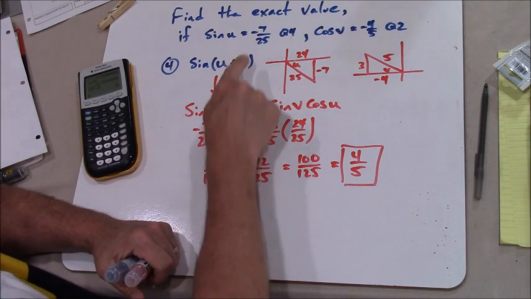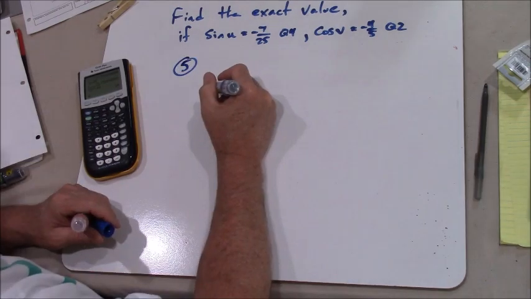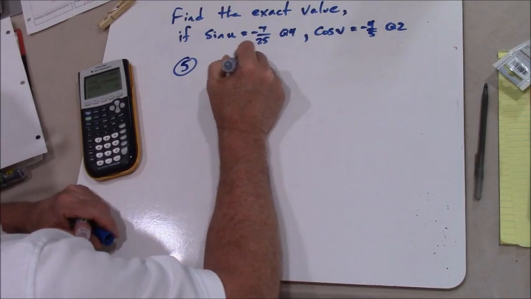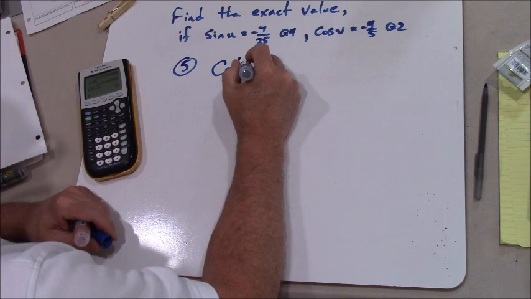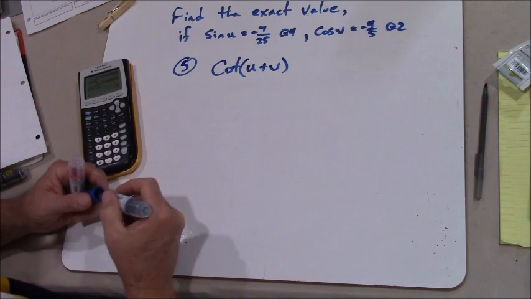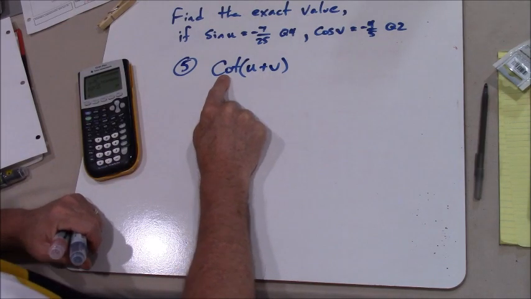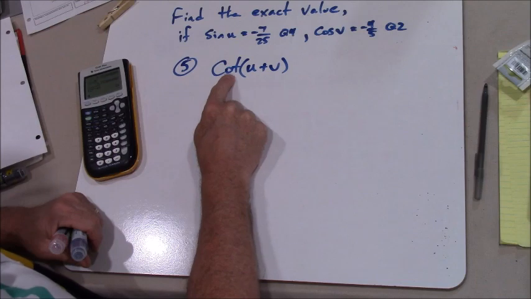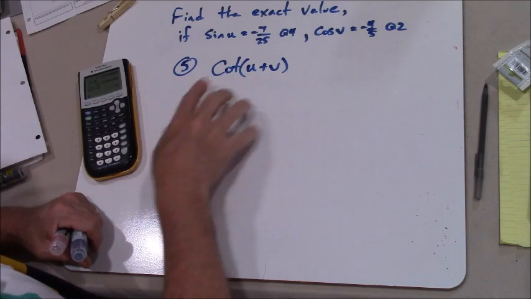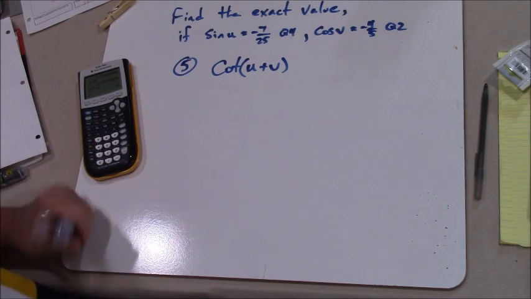So let's try another one using that same information, okay? This time I want you guys to find the cotangent of U plus V. So remember, there is no formula for a cotangent, so what we're going to do is find the tangent of U plus V, and when we get down to the end, we'll just flip our answer over. Okay, you guys go ahead and try it.